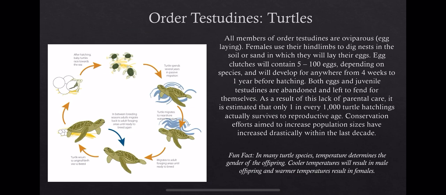So when turtles lay eggs, the females will use their hind limbs to dig nests in the soil or sand, depending on what kind of turtle you're looking at, and they'll lay their eggs. They lay anywhere from 5 to 100 eggs in their clutch, depending on the species, and they can hatch in a range of 4 weeks to a year. Again, species dependent. But either way, both eggs and juveniles are fully abandoned. There is no parental care for turtles. So when these eggs are laid, the parents return to the sea or off into the wild, wherever they came from, leaving those eggs there to fend for themselves and to hopefully hatch and grow up.